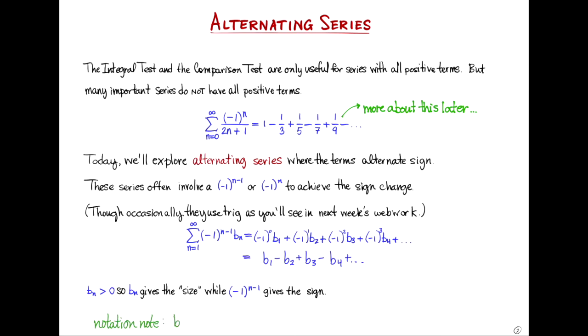b sub n is the 1 over 2n plus 1. And consistent with how we've been defining series up to this point, a sub n would be the entire thing to the right of the summation notation. So it would be (-1) raised to the nth power over 2n plus 1.